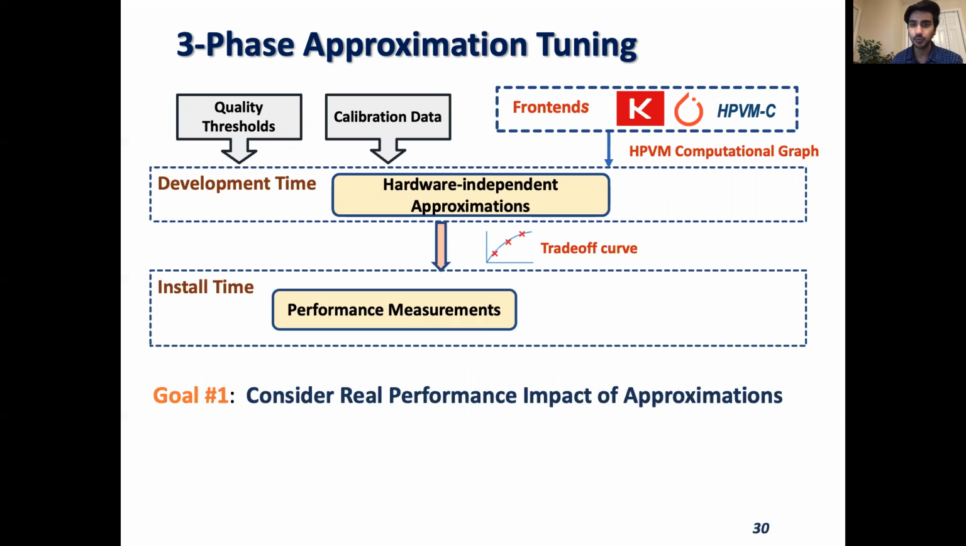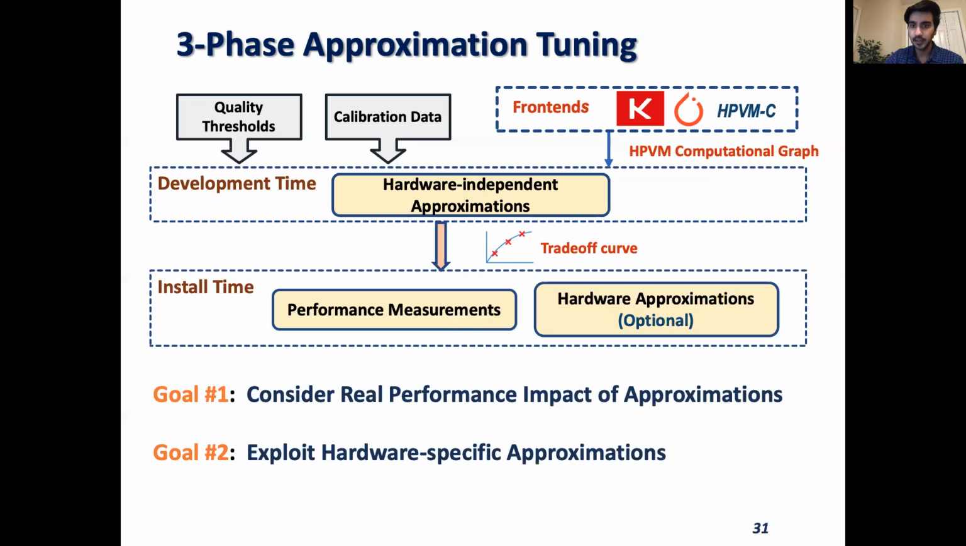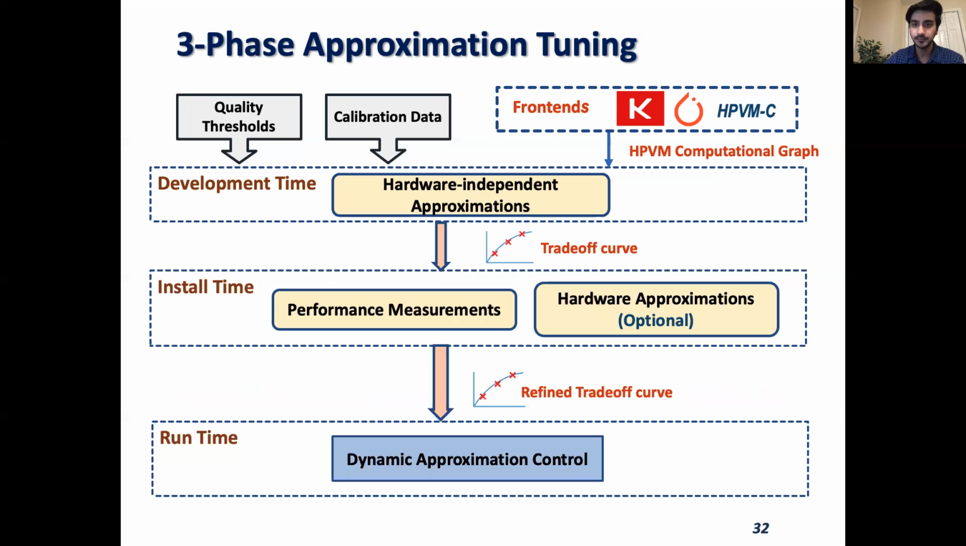After the program is shipped to the deployment device, the install time phase is invoked. The install time phase has two goals. Firstly, it refines the ship trade-off curve with real performance measurements, since the ship trade-off curve only uses heuristic estimates for performance speedup offered by each configuration. Secondly, it can optionally retune the program considering any additional hardware-specific approximations that are available on the target hardware platform. The refined trade-off curve is then used at runtime for dynamic approximation tuning.